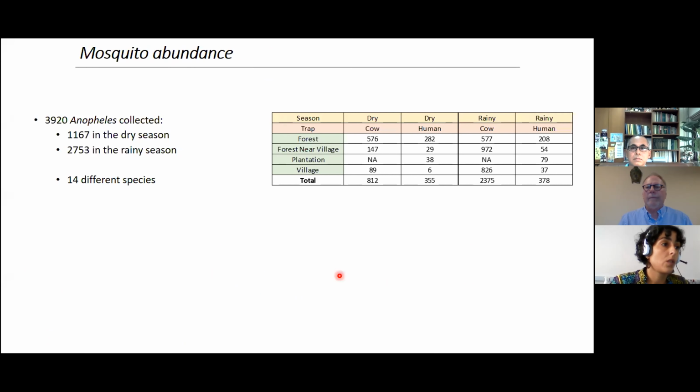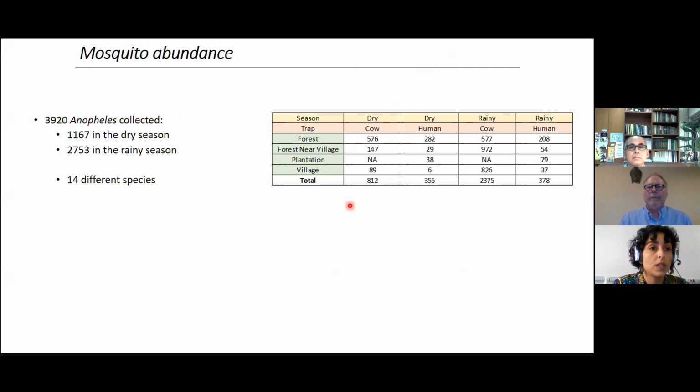We collected a total of 3,920 Anopheles, 3 times more during the rainy season. By morphological identification, they represented 14 different species or species complexes. You have a table here presenting the total number of mosquitoes during the 2 seasons in the different kinds of traps and the different sites.